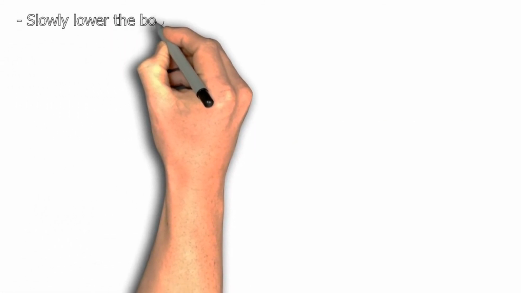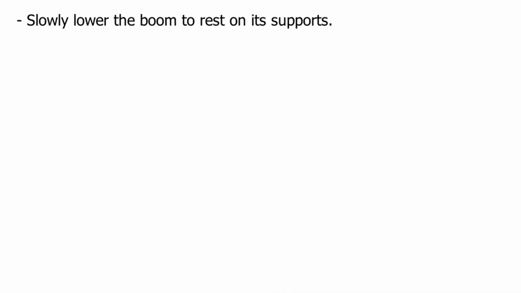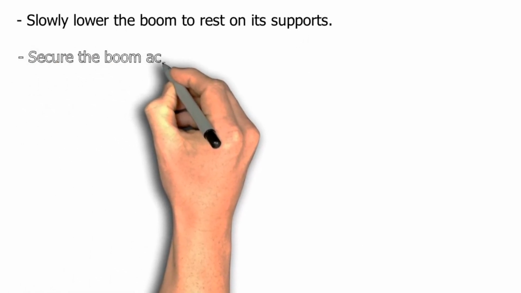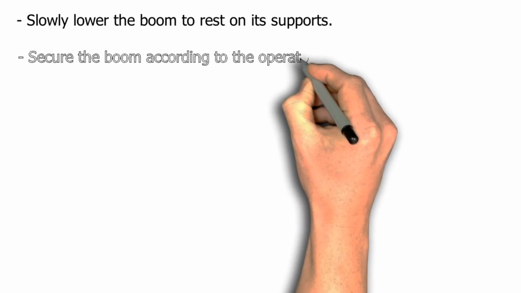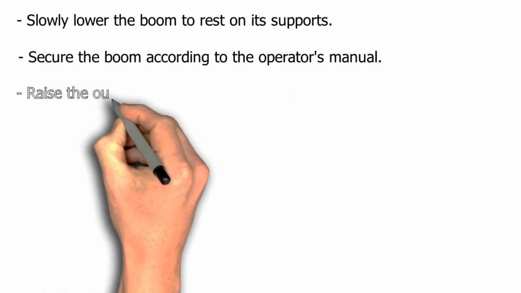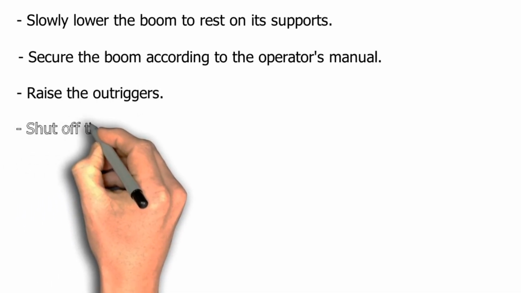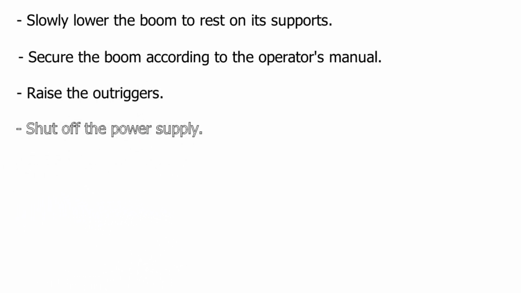Safe shutdown procedures. Slowly lower the boom to rest on its supports. Secure the boom according to the operator's manual. Raise the outriggers. Shut off the power supply.